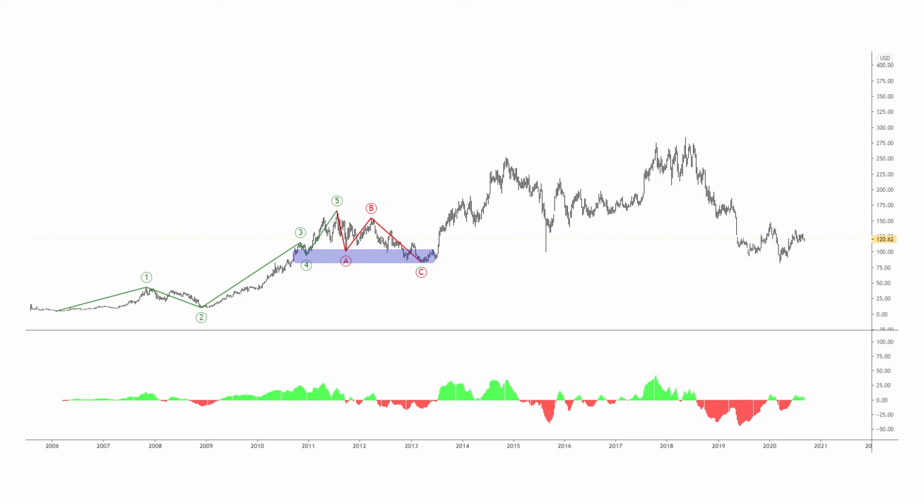After 5 impulse waves and 3 corrective waves, we face another 5 impulse waves, and this time a very strong move pushes the price into the highs of the previous wave 5, marking the top of the wave 1. The second peak is higher than the wave 1 peak, and price declines into a lower low compared to the low right after the wave 1 peak. This is an expanded flat ABC correction into wave 2.